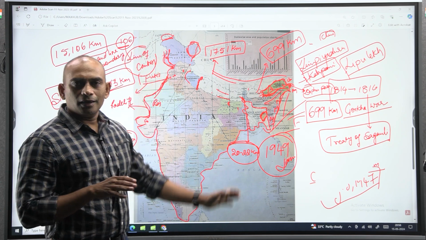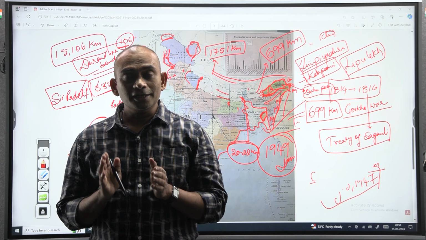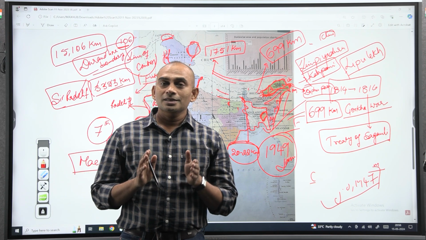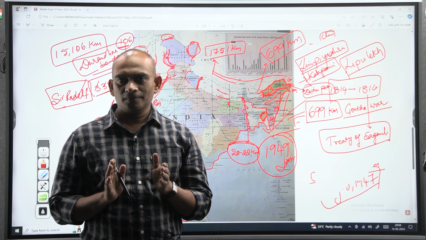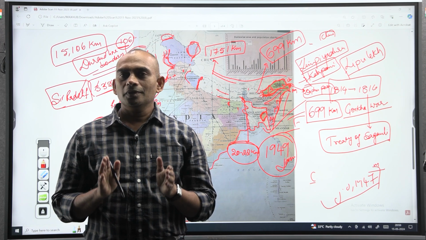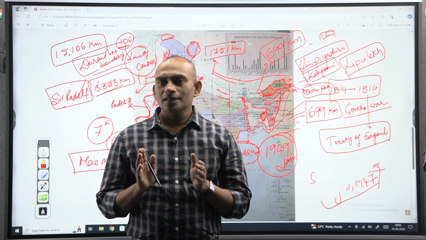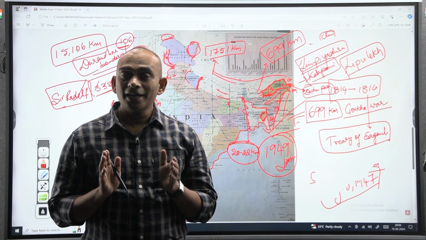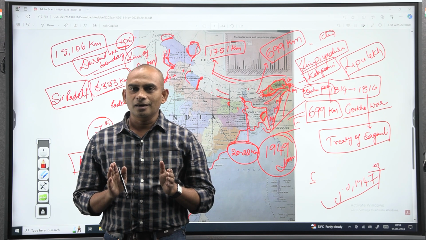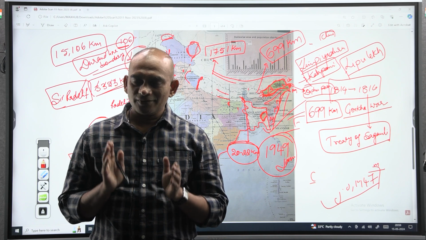So India has got how much area? India has got 32,87,263 square kilometers. So India is the 7th largest country in the world. India has got 15,106 kilometers of land frontier. So there are 7 countries having borders with India. So what are those 7 countries?